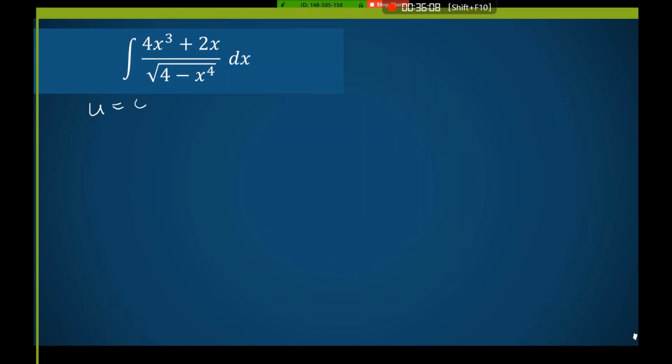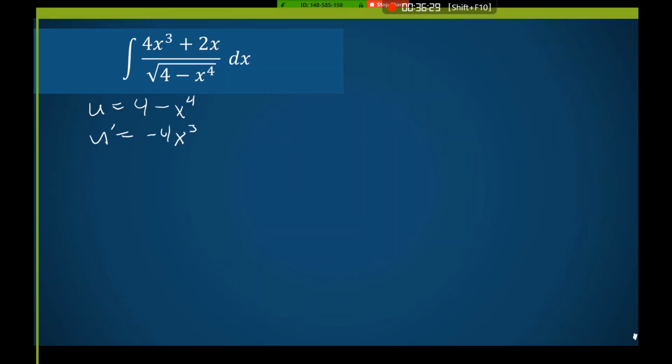4 minus x to the 4th power, perfect. U prime then is what? 4x to the 3rd power. Really close, really, really close. Negative 4x. Right, negative 4x cubed.